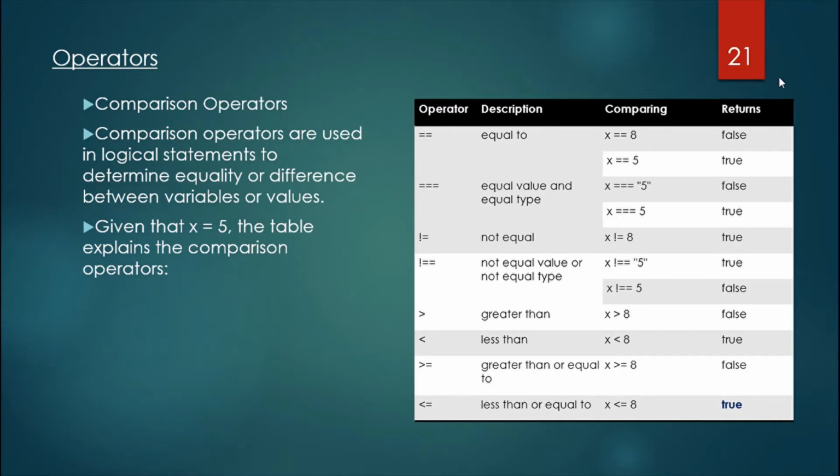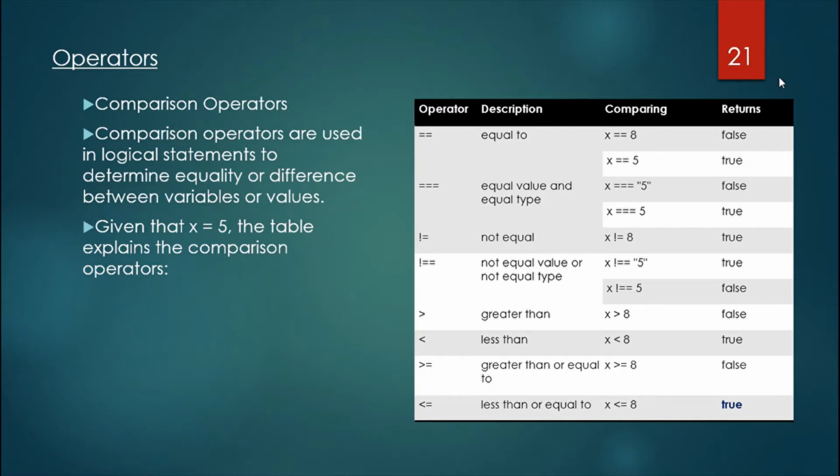So here we are checking whether the value is the same, and also whether the data type of that particular variable is the same. In this second case, x is equal to 5, yes, that is true. Not equal is just like not equal. Whether x is not equal to 8, yes, that is true. And not equal value or not equal type. In this case, x is not equal to the string 5, so that is true. X is not equal to 5, that is false, because x is a number as well as the value of x is 5. So the type and the value is the number 5.